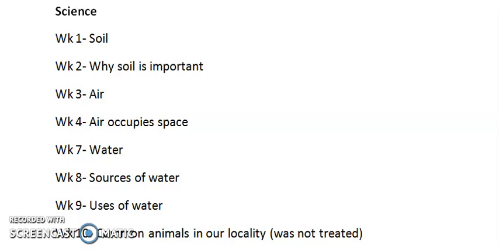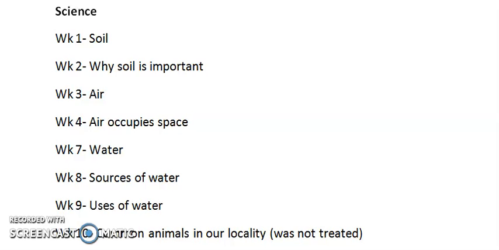Why is soil important? Soil is important because it helps plants to grow. Soil also helps to provide food for humans and animals. Soil can also be used to build houses, and it holds plants firmly to the ground.